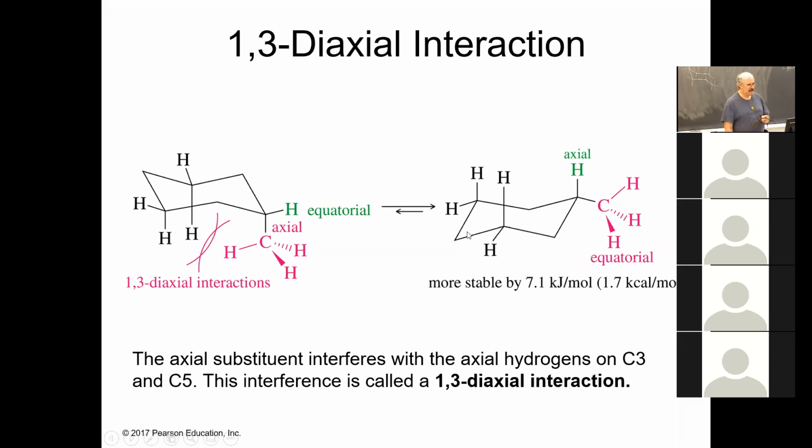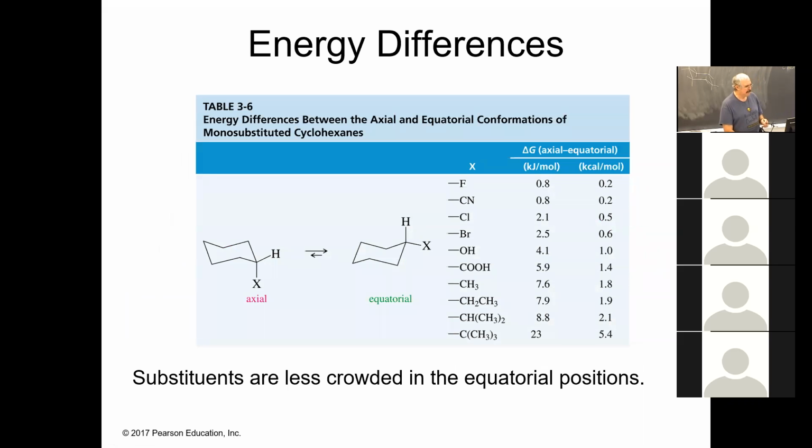Okay, in the equilibrium form in which the methyl is in the equatorial position, we don't have that diaxial interaction. So this is more stable by 7.1 kJs per mole. Okay, so we didn't get to this one last time. So we looked at just one substituent, a methyl. Okay, these are some other substituents.